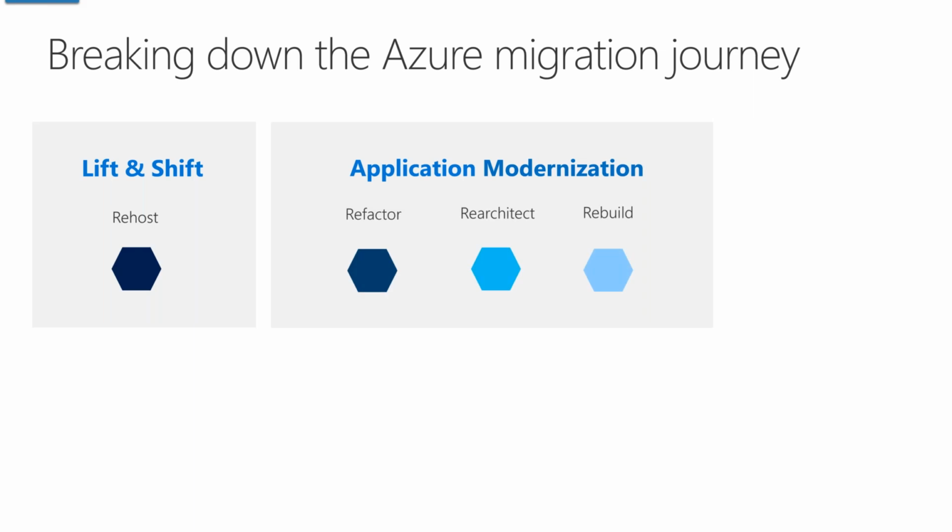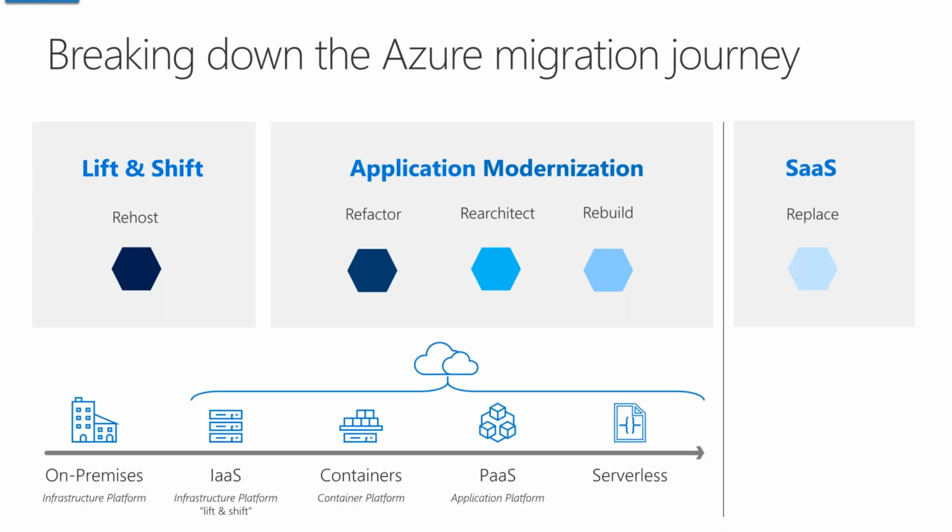There's refactoring, re-architecting, and rebuilding. We'll dig into that pretty deeply. And then the last one is SaaS. So replace, basically taking an application that you've created internally, and you're saying, you know what, it might be best for us just to move to a SaaS hosted application instead of trying to lift and shift or modernize the application. So that's an option as well.